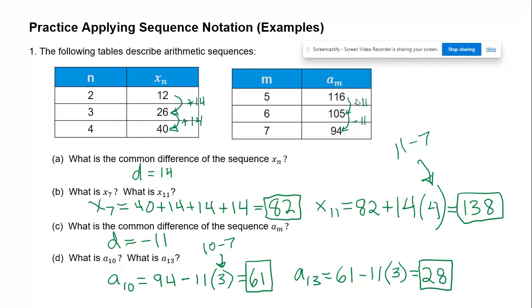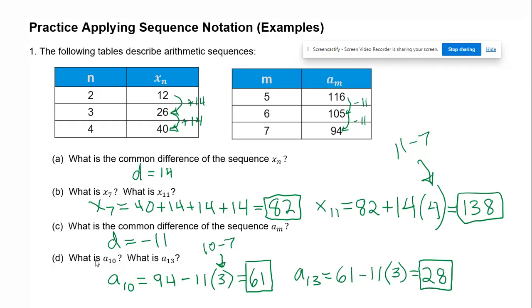So the common difference is basically just the difference between the terms. So 105 minus 116 is going to give me negative 11. 94 minus 105 is going to give me negative 11. So minus 11 is my common difference. All right, that's the constant change. So the common difference is negative 11.